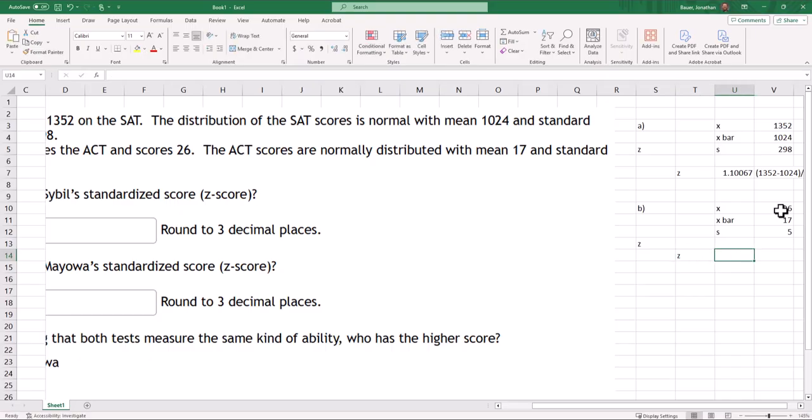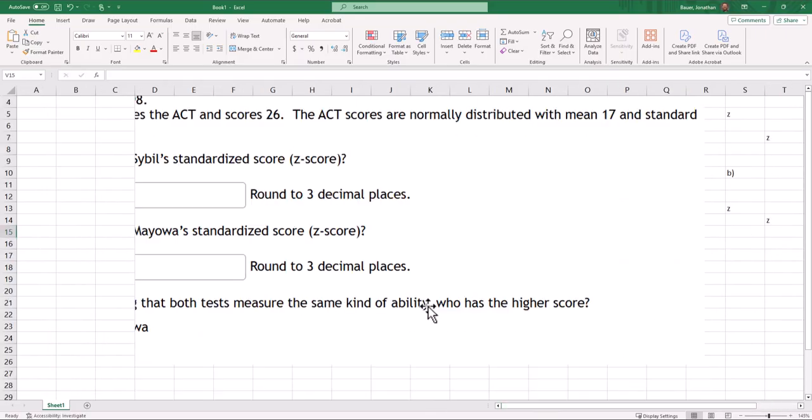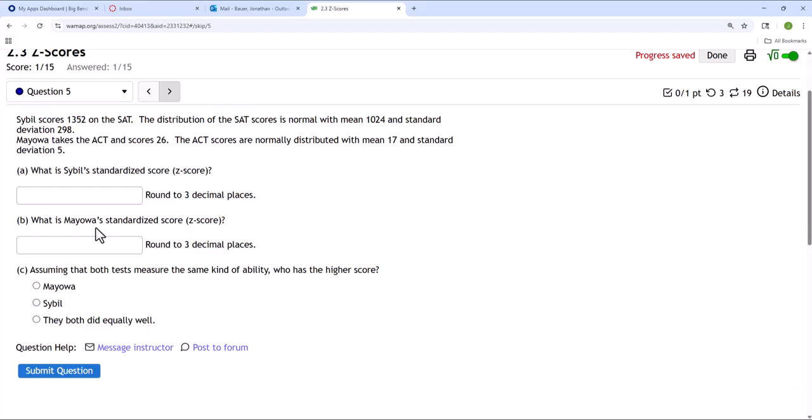So my z-score here, going to take 26. Oh, I forgot the equal sign. 26 minus 17, divide that by 5. And again, this is 26 minus 17 divided by 5. So I've got 1.100 and 1.8 as the z-scores, and we have a follow-up question over here maybe.